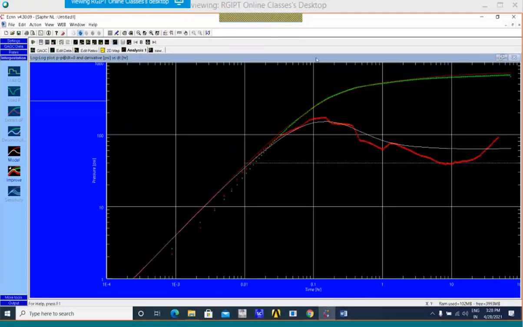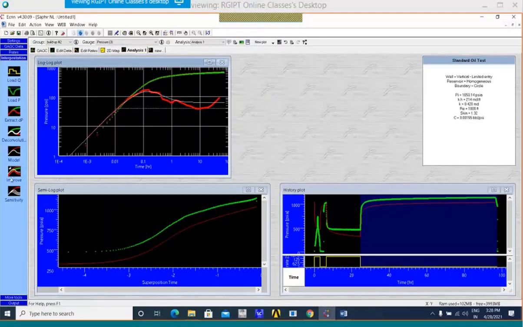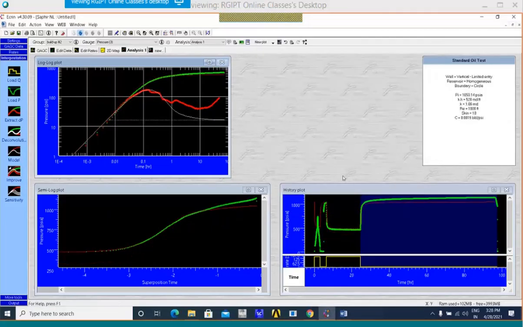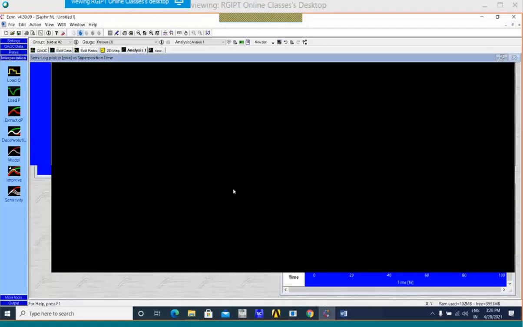So we'll try to match with the actual graph with our actual data. So first I can improve it without anything. I'm again not getting the match here. So let us try the model again. In the model I have taken constant wellbore storage. Earlier I took the vertical limited entry case, and then I had taken the homogeneous reservoir, and boundary I am taking circle. So maybe we are making some mistake in the model.